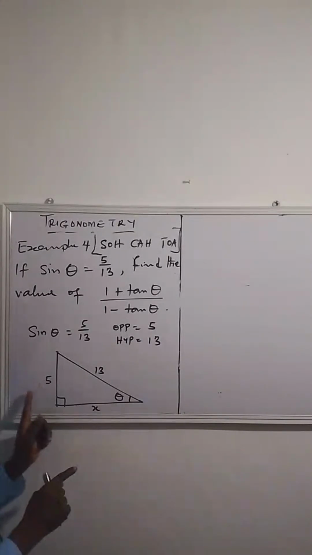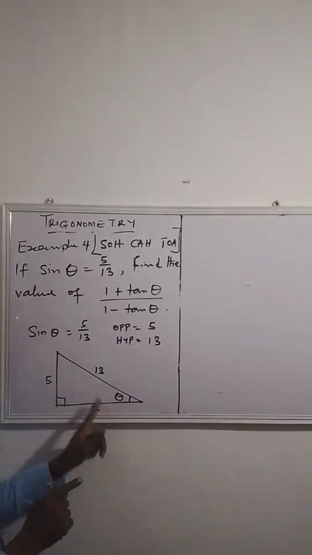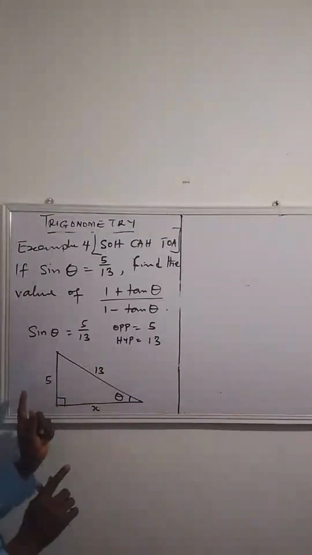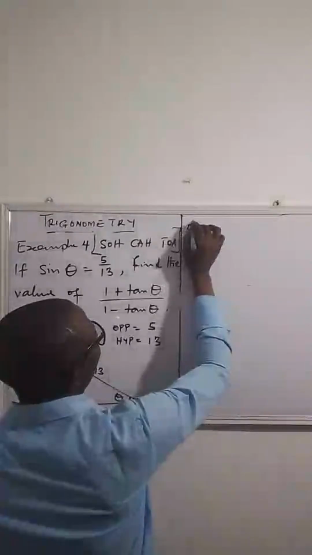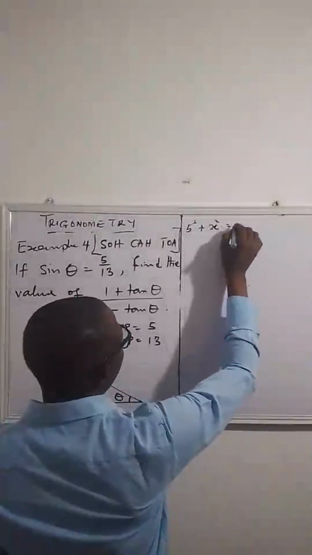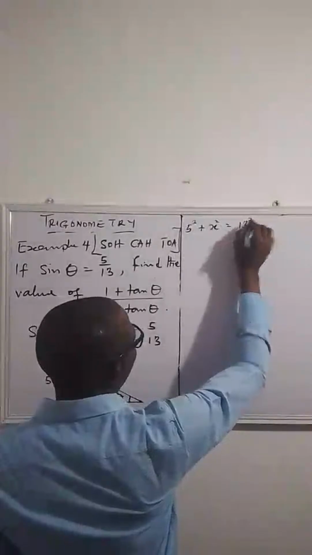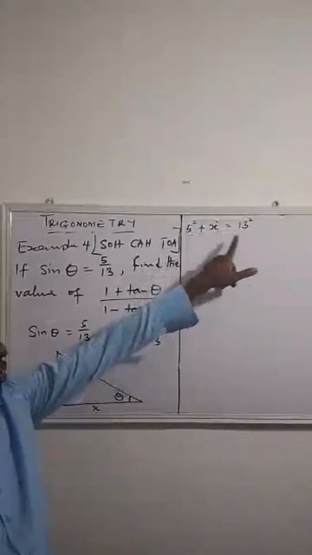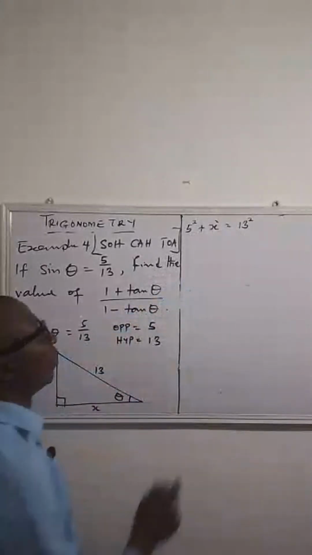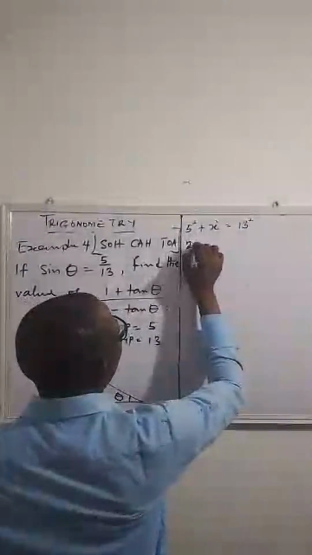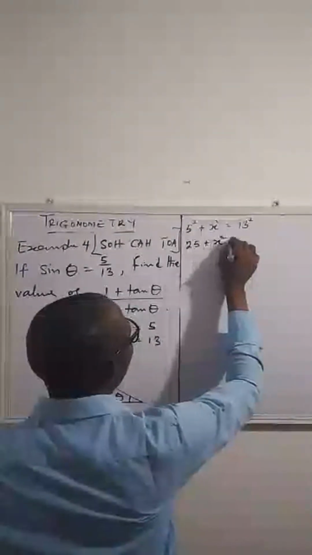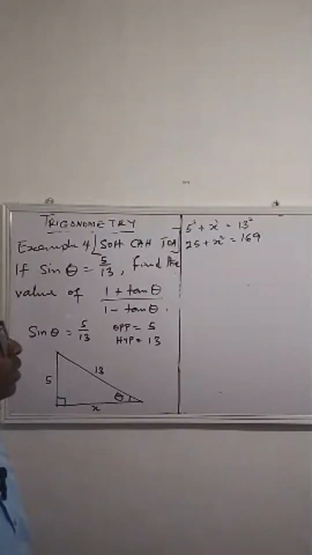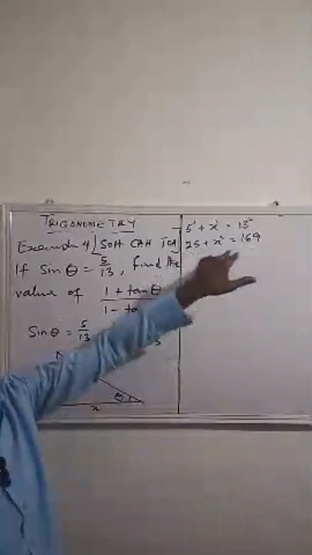So we have opposite squared plus adjacent squared equals the hypotenuse squared. I want to believe you remember that. Okay, now let's do that. So we have 5 squared plus x squared equals 13 squared. So this is your Pythagoras theorem. So now you square this and square this. So now you have 25 plus x squared equals 169. All right, so now you subtract 25 from both sides.